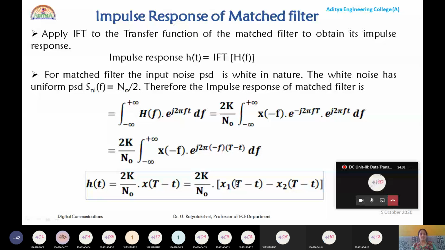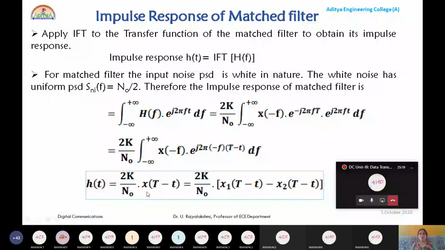So what is h(t)? h(t) is an impulse response, which is the inverse Fourier transform of the transfer function. We used the same expression for the transfer function, and we obtained it as 2K/N0 into the shifted input signal. We can replace the input signal as the difference between the two signal levels, that is the positive magnitude level as well as the negative magnitude level.